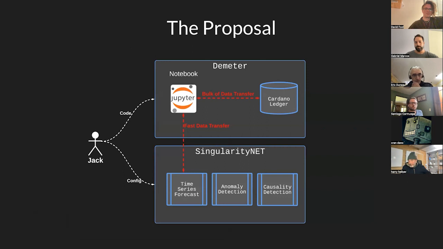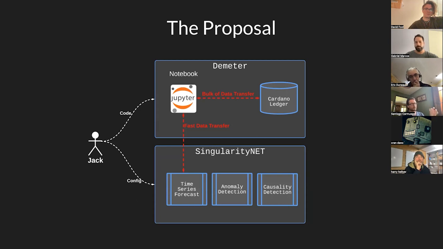So this is what we are proposing. What we want to do is extend the Demeter platform so that now you can run a Jupyter Notebook inside the same infrastructure. And in that way, you get a private connection to the Cardano ledger and all of its data, with a lot of throughput and bandwidth, since it's running in the same space, co-located.